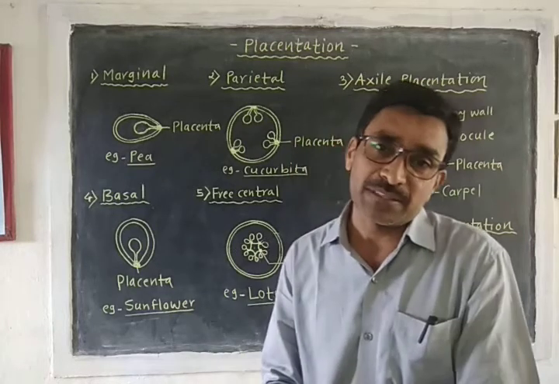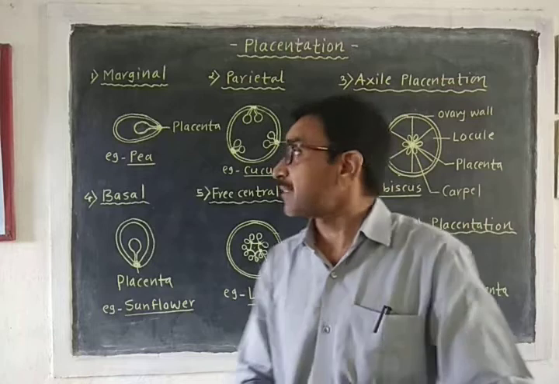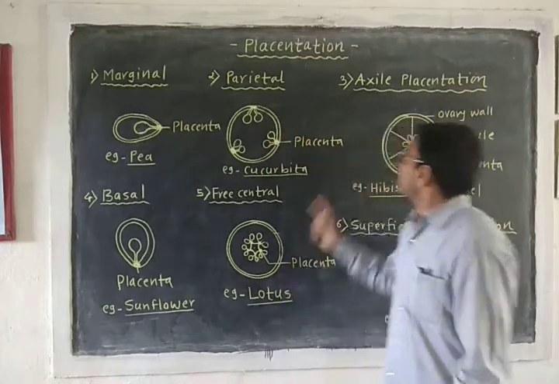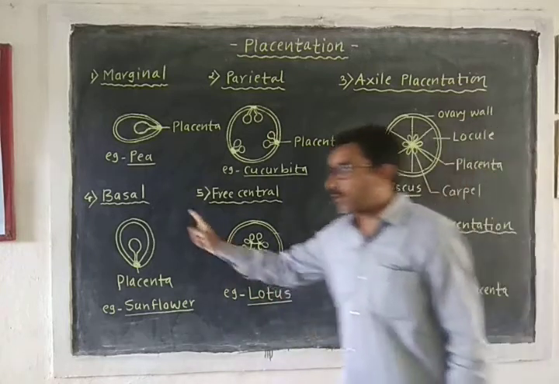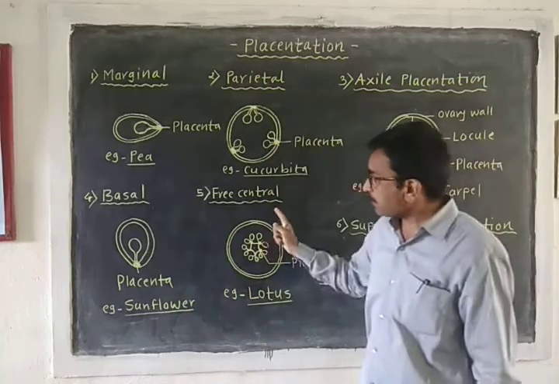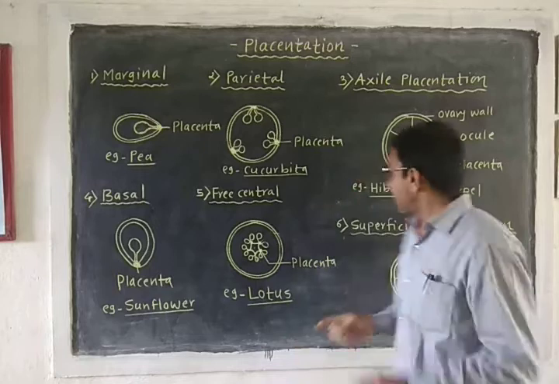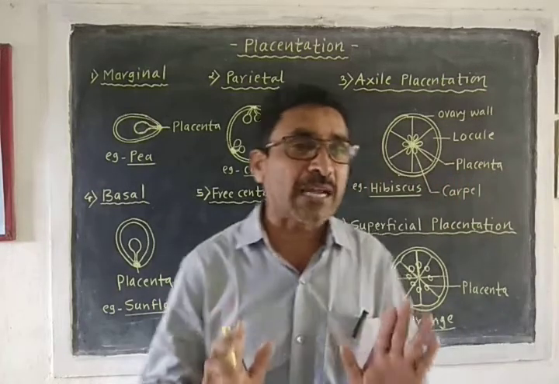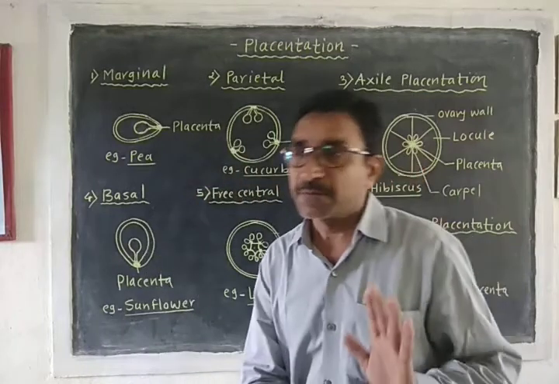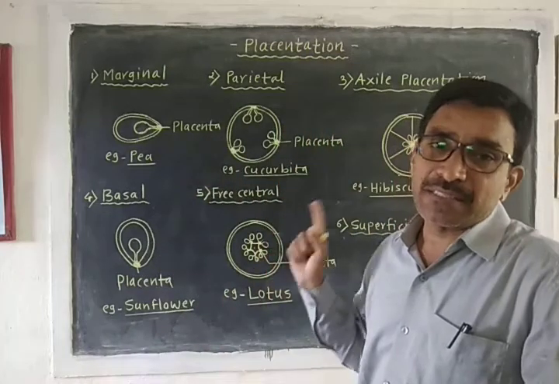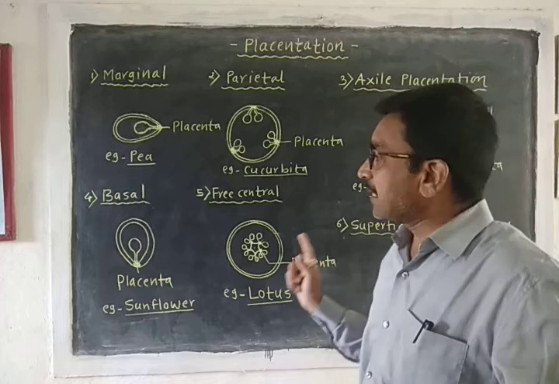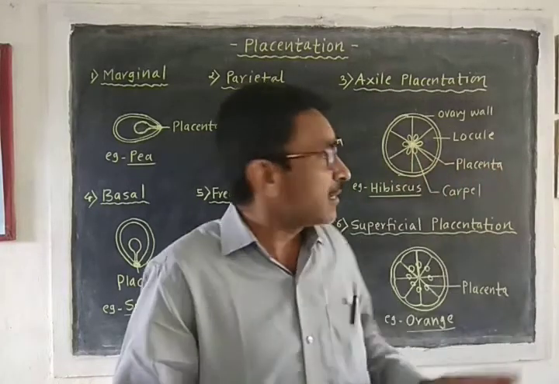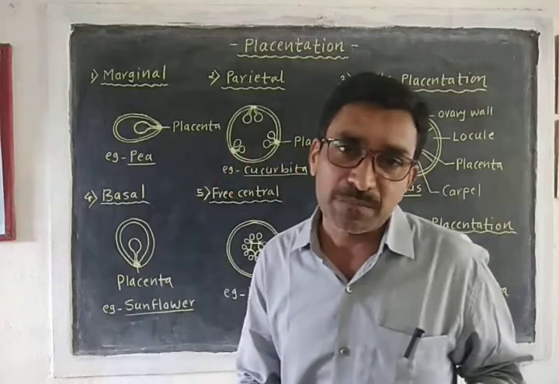placentation. And there are 6 types of placentation. The first one is marginal placentation, second is parietal placentation, third is axial placentation, fourth is basal placentation, fifth is free central placentation, and the last type is superficial placentation. These are the 6 types of placentation.